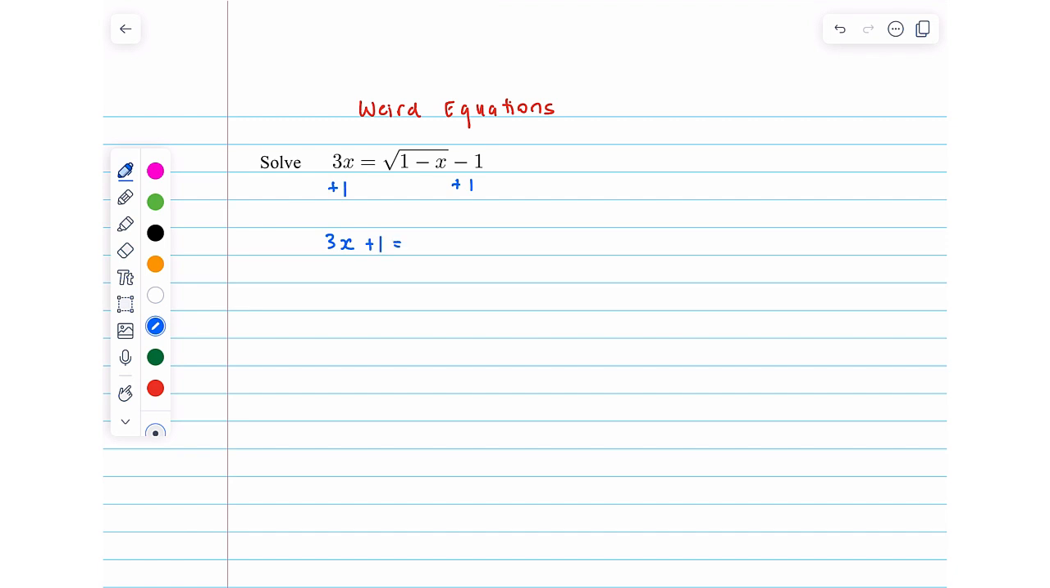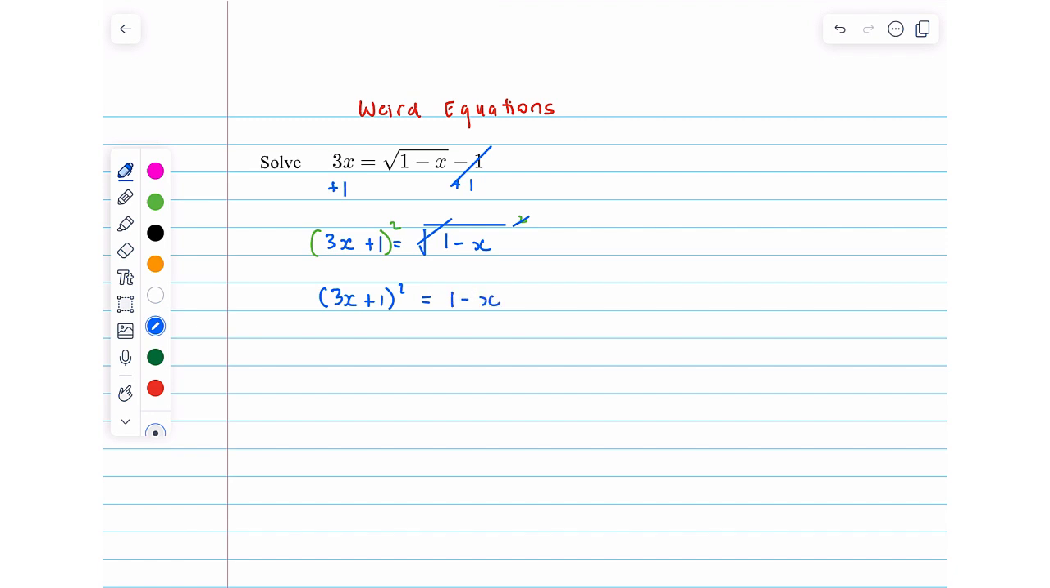3x plus 1 equals, the 1's cancel there. Always doing the opposite operation to both sides to solve. Now, to do the opposite of square root, we're going to square both sides all at once. Left-hand side squared, right-hand side squared. What that's going to do is cancel off the square root. Then we have left-hand side, 3x plus 1 squared equals 1 minus x.